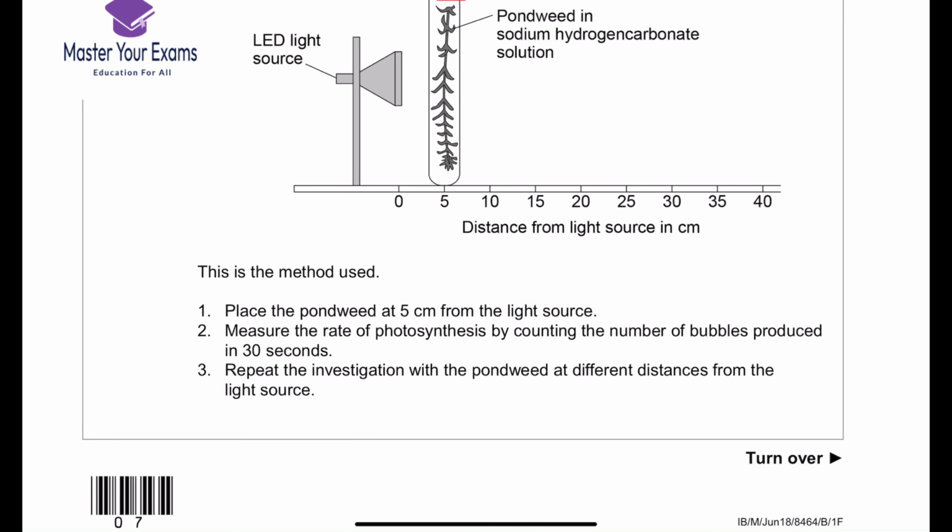This is the method used. Place pondweed 5 cm from the light source. Measure the rate of photosynthesis by counting the number of bubbles produced in every 30 seconds. Repeat the investigation with the pondweed at different distances from the light source. Means if you are taking at 5 cm, repeat at 10 cm, 15 cm, 20 cm, 25 cm, and keep going.